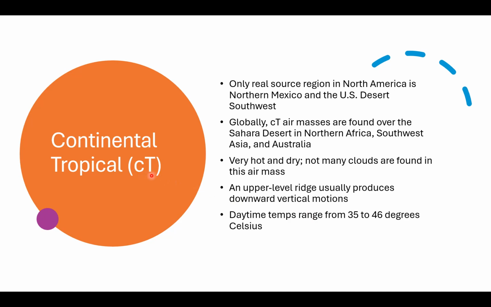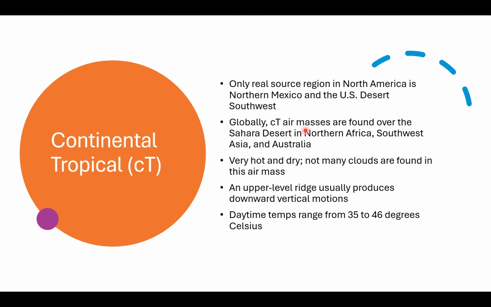Lowercase c continental, capital T tropical. Continental referring to land, right? As I mentioned, that's an air mass that forms over the land. The only real source region for continental tropical air in North America is going to be northern Mexico, just south of the U.S. border, and also the U.S. desert southwest. Very common in the summer months.